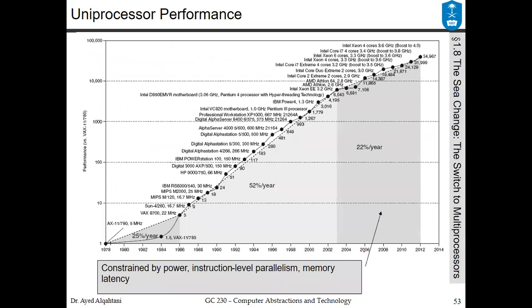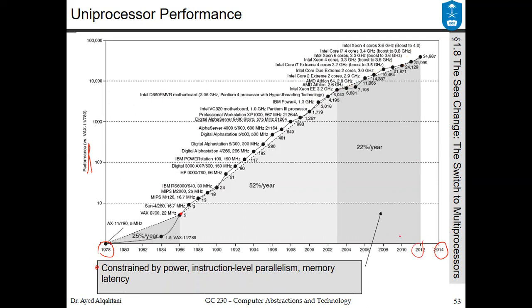Here is a plot from 1978 all the way to 2014, and we are measuring the performance, which is the instruction count times the CPI times the CCT. This is constrained by power, instruction level parallelism, and memory latency. We will discuss this point after we look at the whole graph. You can see here that we kept increasing the performance in a linear way, and we still increased it up to 2012.